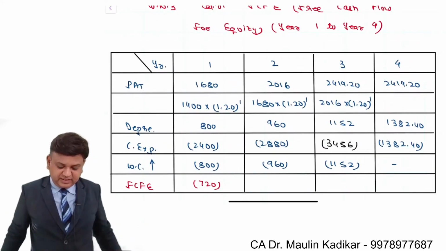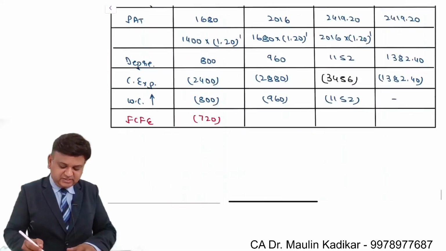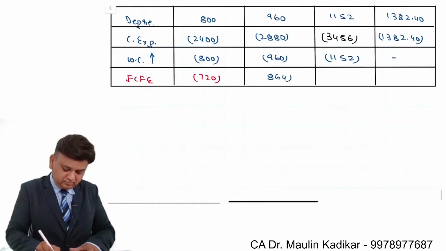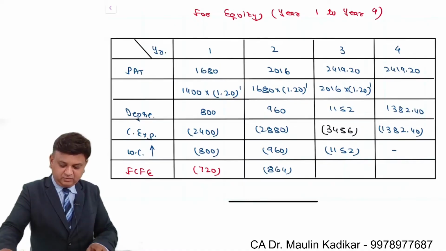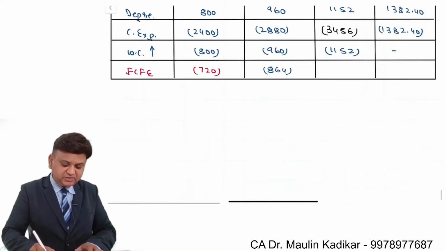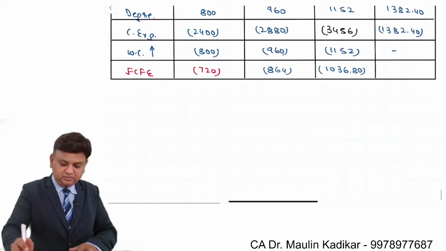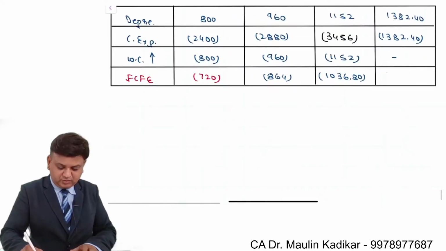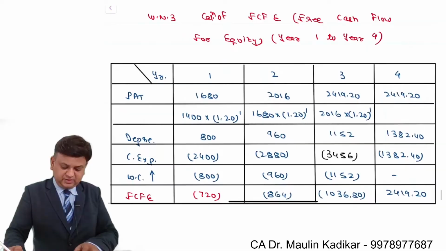So finally, we will have the working of the answer like this: 2016 plus 960 minus 2880 minus 960. So it is 864 negative. 2419.2 plus 1152 minus 3456 minus 1152. So 1036.8. For the fourth year, we understand it is 2419.2. That is the way we will have the free cash flow for equity.